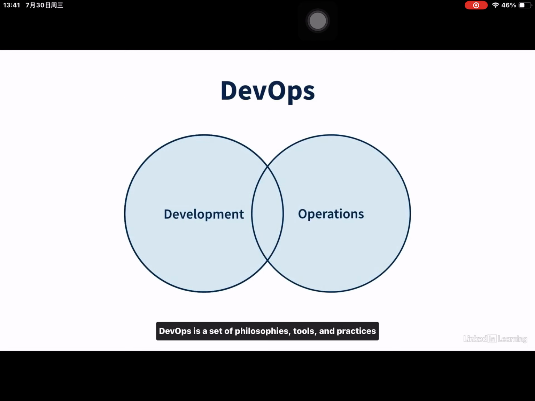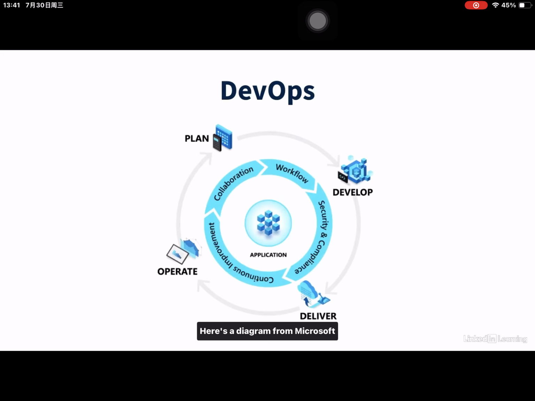DevOps is a set of philosophies, tools, and practices that combines the development and operations workflows. It enables a continuous integration and continuous delivery CI/CD pipeline. Here's a diagram from Microsoft that illustrates the continuous DevOps process. It integrates planning, development, delivery, and operations to improve efficiency, collaboration, and quality of software development.